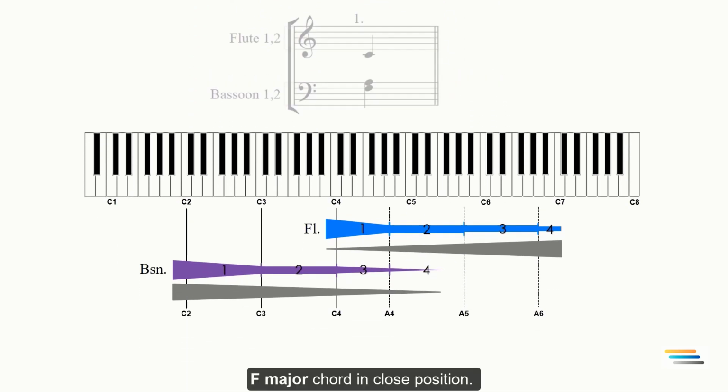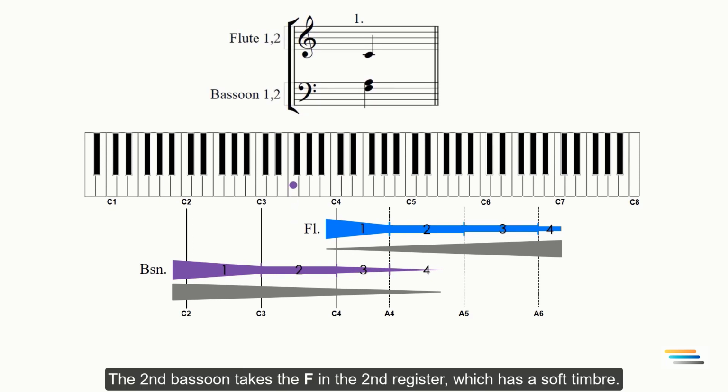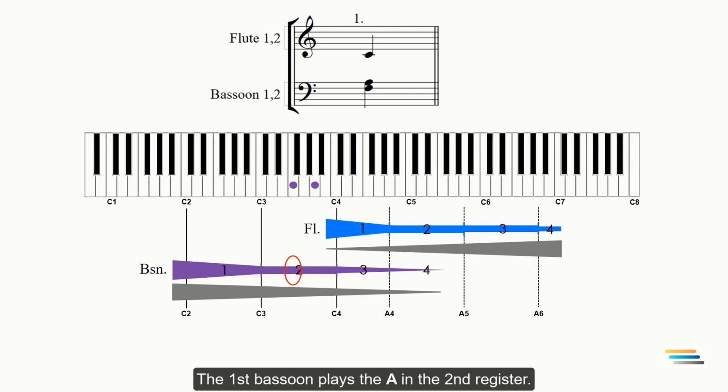F major chord in close position. The second bassoon takes the F in the second register, which has a soft timbre. The first bassoon plays the A in the second register. So both instruments are equal to each other and quite soft. The first flute plays the C at the beginning of the first register, which is rather thick and soft.